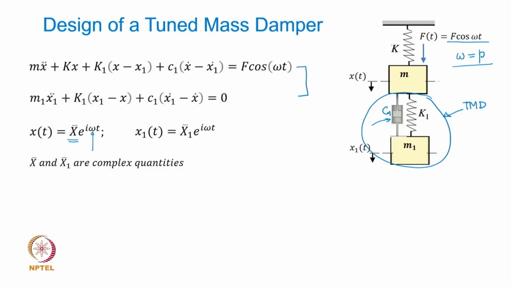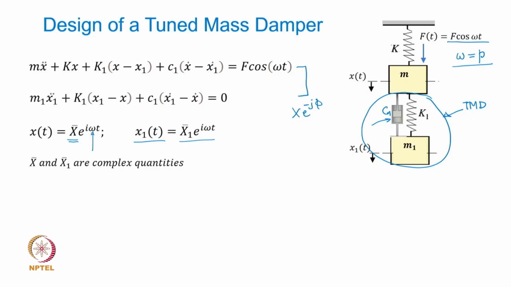So what I am going to do is to assume the solution in the form of x bar e to the power j omega t, where x bar is a complex quantity, okay. So you have x e to the power j phi or minus j phi, which can be clubbed as a complex quantity, okay. x1 is the response of the absorber, that is now assumed as x1 bar e to the power j omega t.